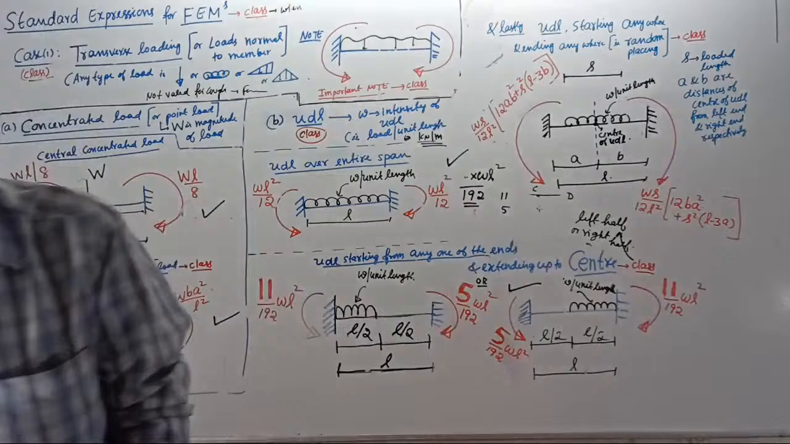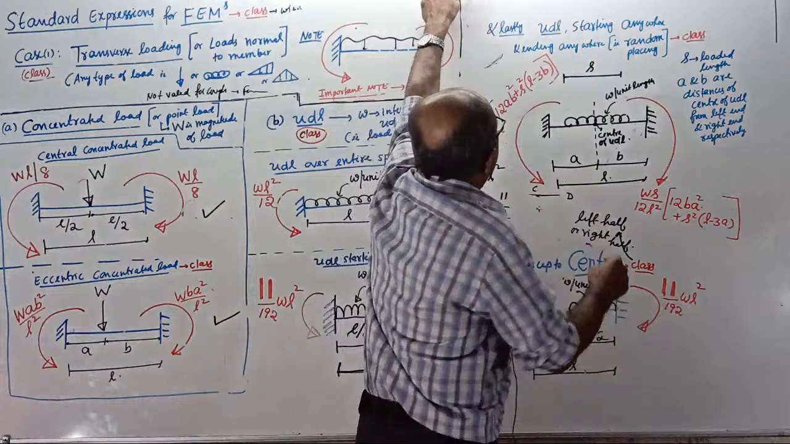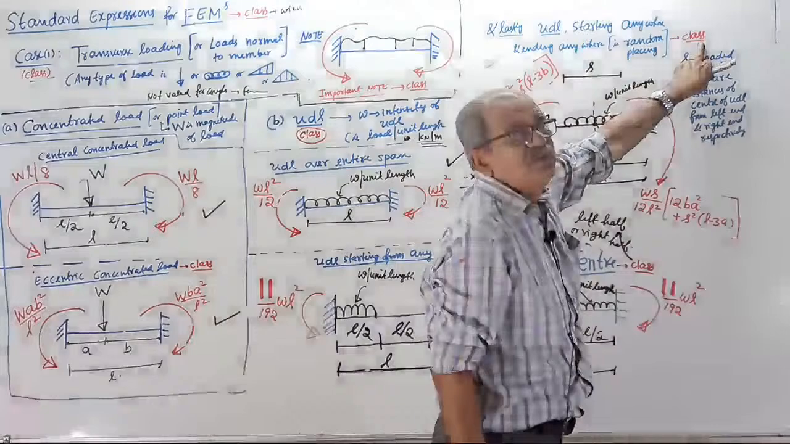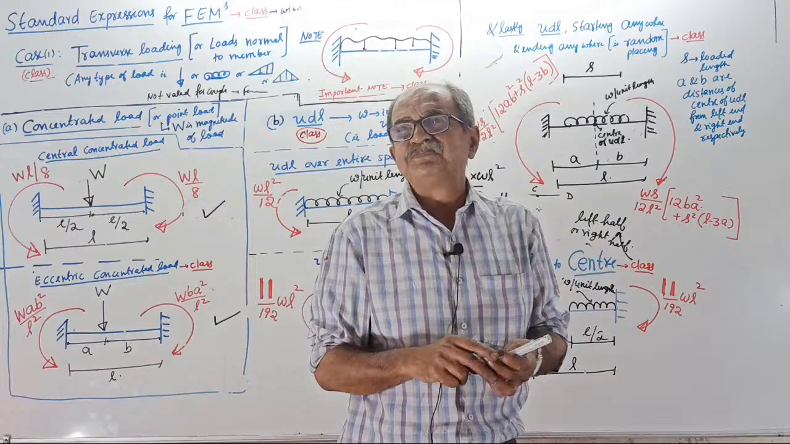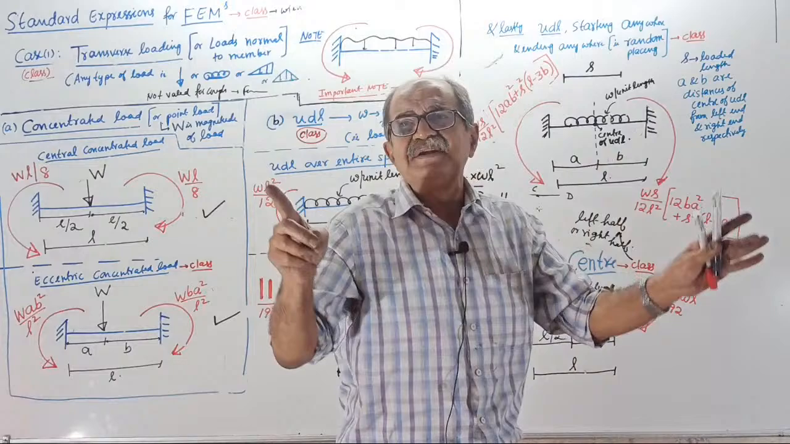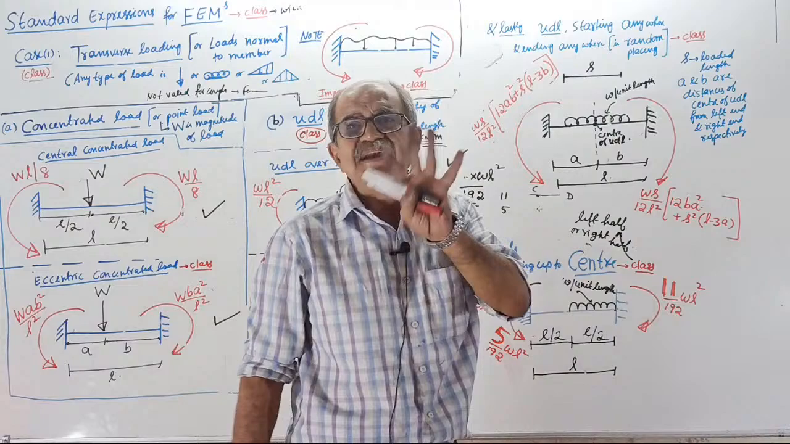Okay, now, lastly, one UDL starting anywhere and ending anywhere, randomly placed in the span. No condition: full span, half span, starting, nothing. Randomly for a beam, anywhere you start, anywhere you end. This is a special formula. Derivation is not done. This is taken from SP16. But we checked it.